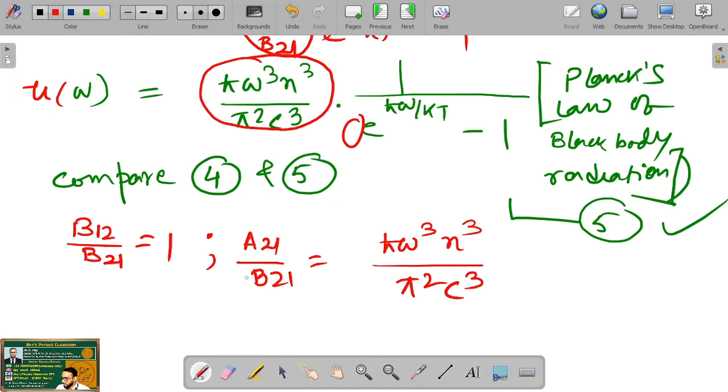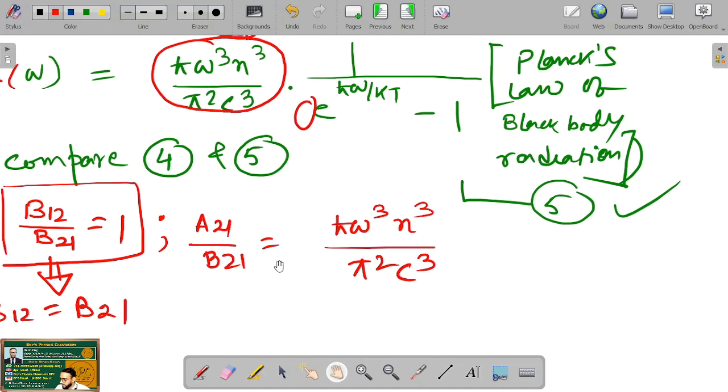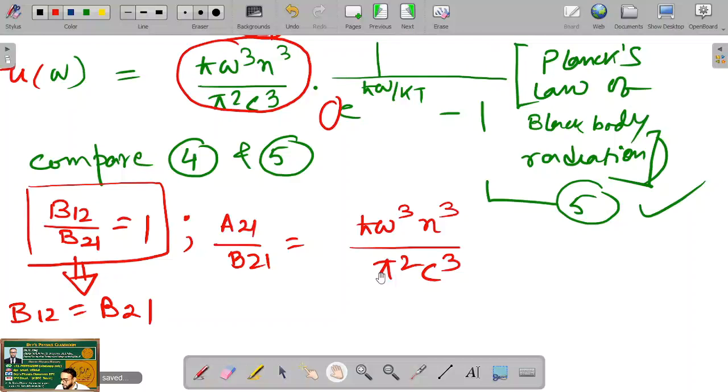So from here, if we compare this blackbody radiation energy density with the energy density that we obtained, we will get B12 equals B21, and secondly we get A21 by B21 equals h cut omega cube n cube divided by pi square c cube.